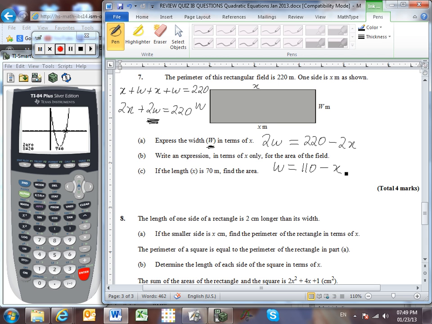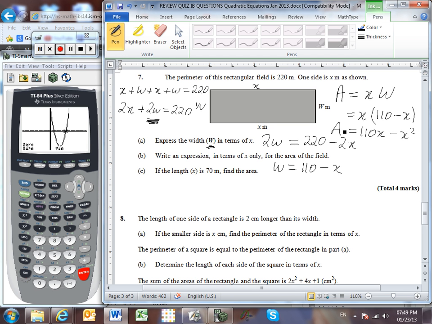Part B, we need to write an expression in terms of x only for the area of the field. Well, obviously area is length times width, which in our case is x times w. But we want it to be entirely in terms of x, which means we can't have a w in here. What can we do? We can replace the w with something that it's equal to, 110 minus x. That gives you 110x minus x squared as your area.